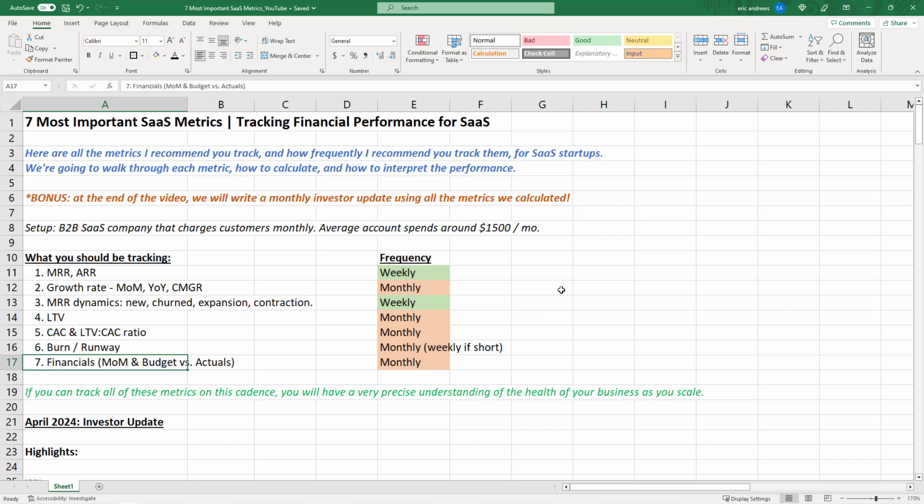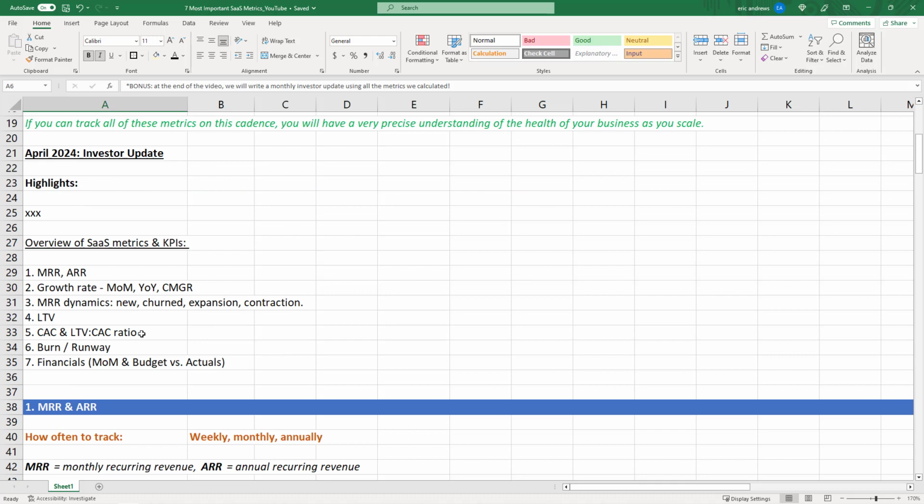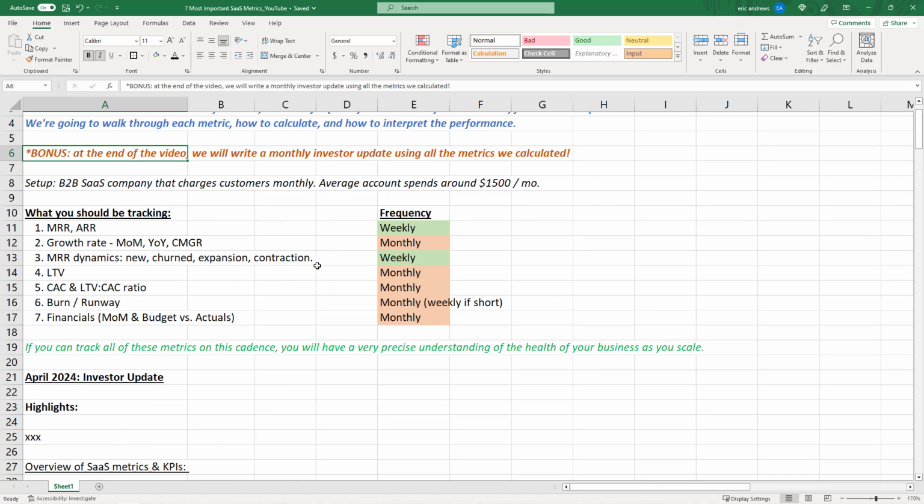And then financials. A lot of early stage businesses don't necessarily have very robust financials, but you do need to report some information about your financials versus your historical performance or your budget. So I'll show you how you can start thinking about that. And then at the end of the video, we're going to take all of these metrics and summarize them into an investor update you could send out at the end of the month to your investors. Okay, let's get started.